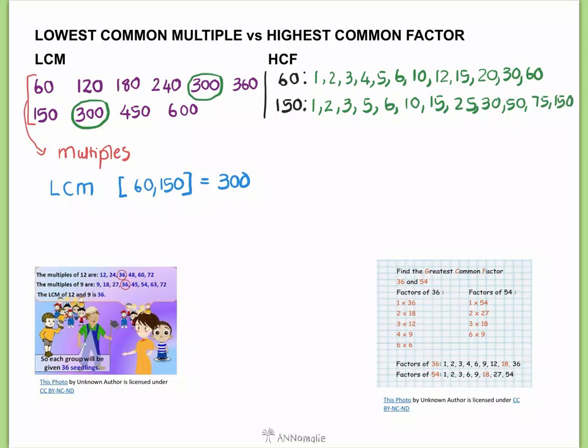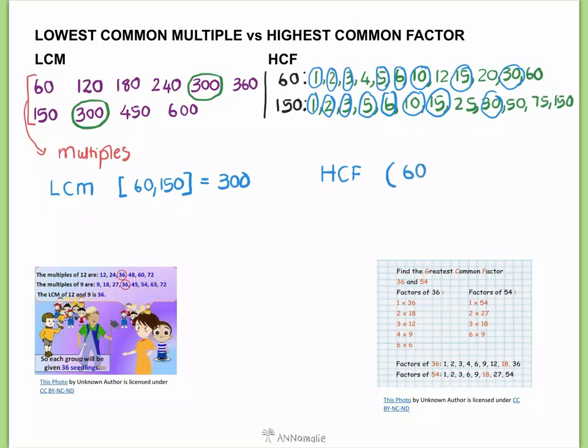Now, this time we're looking at the highest common factor. So let's first circle the common factors: 1, 2, 3, 5, 6, 10, 15, 30, and that's it. What's the highest common factor? The notation for the highest common factor is HCF of 60 and 150 in round brackets, and that equals 30.